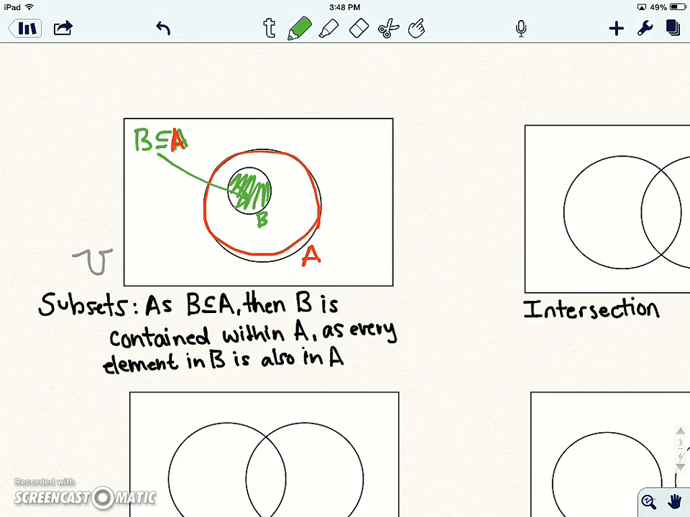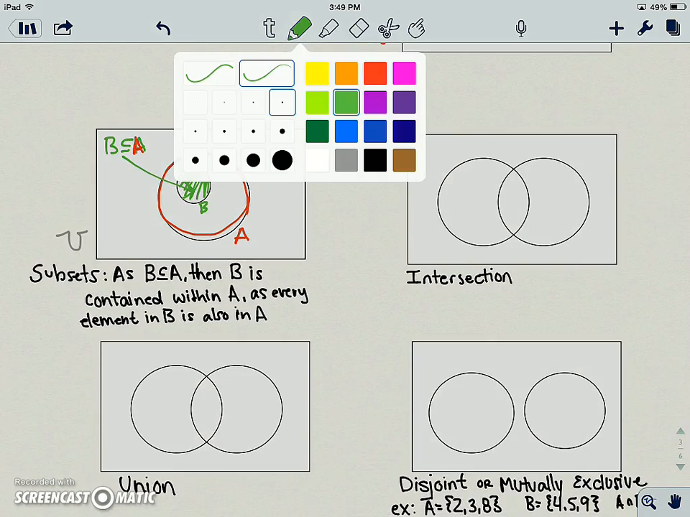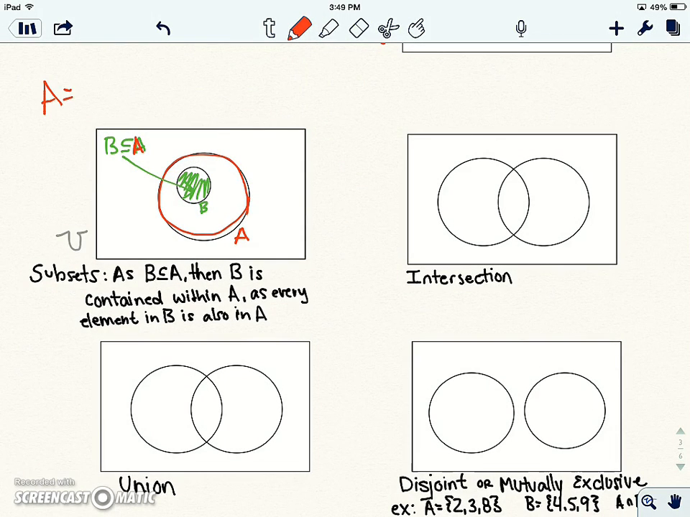And there's a math notation. We say as B is a subset of A, then B is contained within A. So it's all the way within A, as every element in B is also in A. So maybe, for example, A is 1, 2, 3, 4, and B is 2 and 3. It's containing all of those numbers.